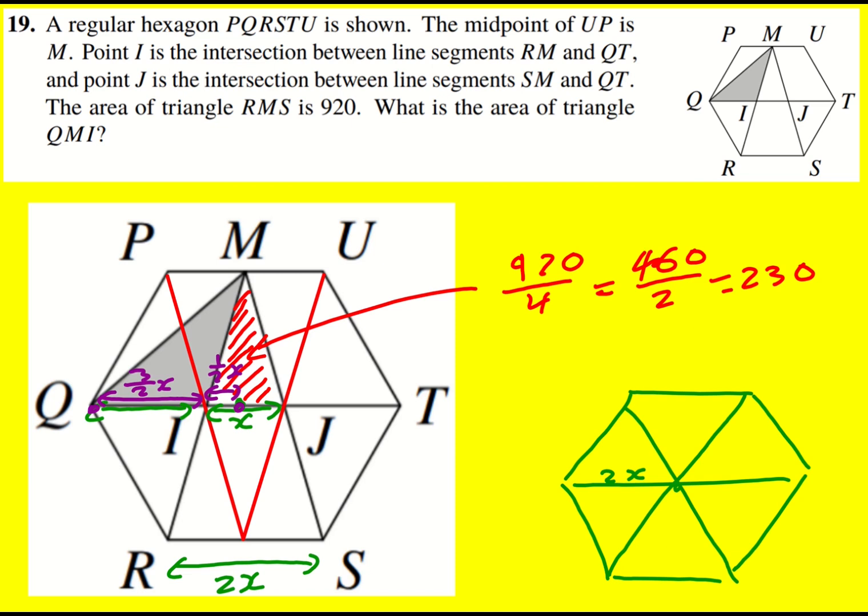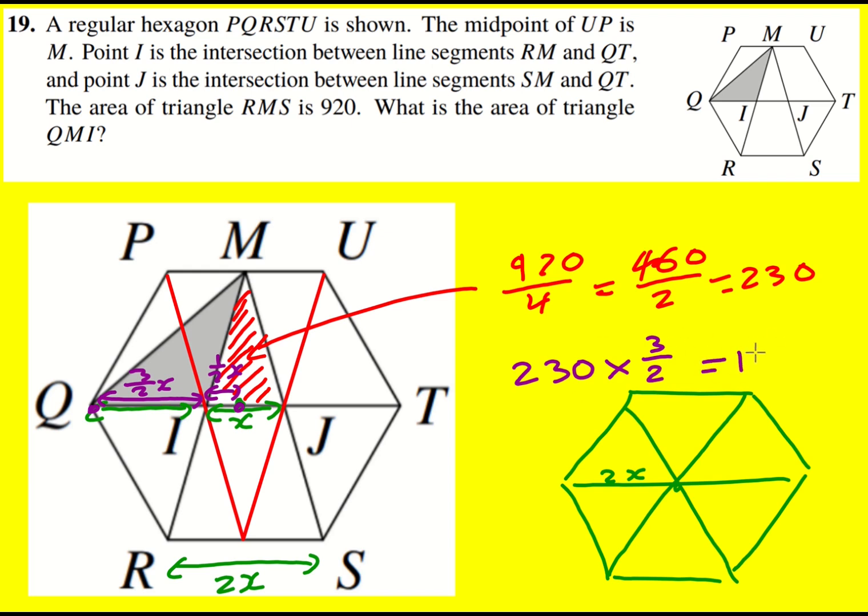So the red triangle and the shaded triangle have exactly the same height, but the shaded triangle has a base that's 1.5 times as big. And that means the area is going to be 1.5 times as big. And I'm there. It's going to be 230 times 3 over 2. I don't need to find the height in terms of x or anything. I just times by 3 over 2.